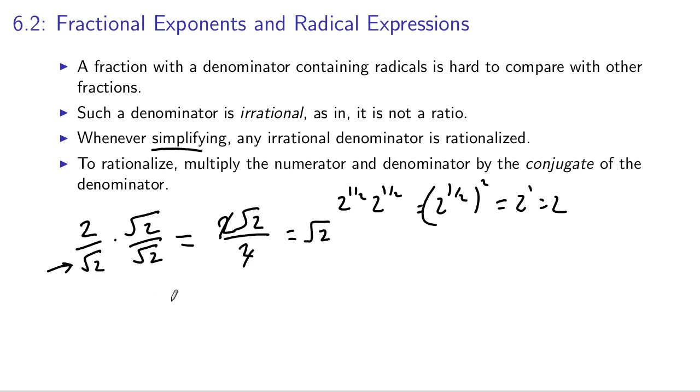So what about if we have a case not just like this, but we have 2 over 2 plus the square root of 2? How do we rationalize this?